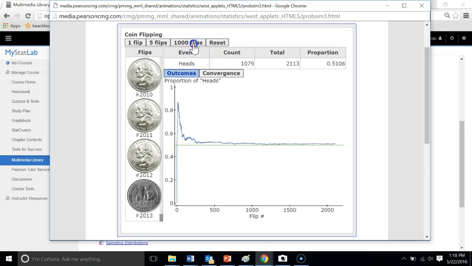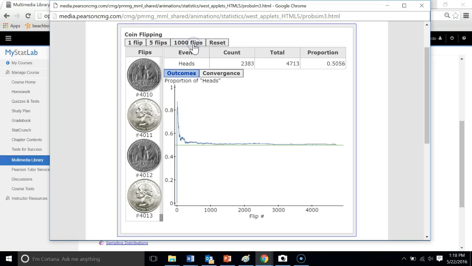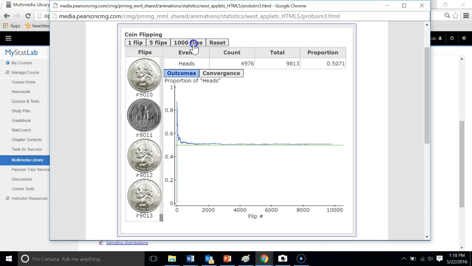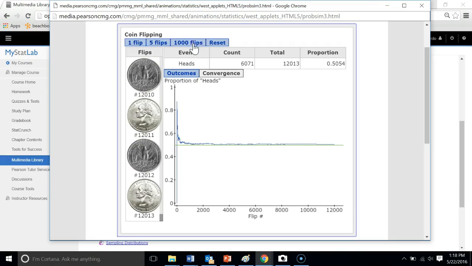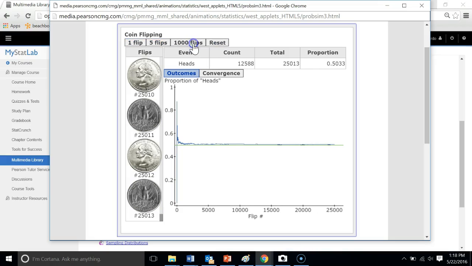So we can get closer and closer and closer to 50%, though we're never really going to get exactly 50%. But the law of large numbers tells us that as we do this a large number of times, we get closer and closer to the theoretical probability, the result that we get from our classical probability approach of 50%. So with, let's see, 13,000 heads out of 26,000 attempts, we get about 50.31%.